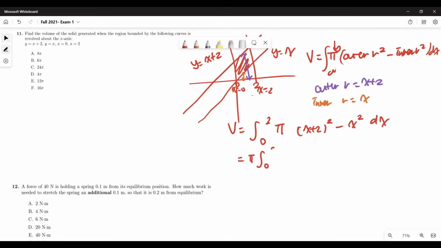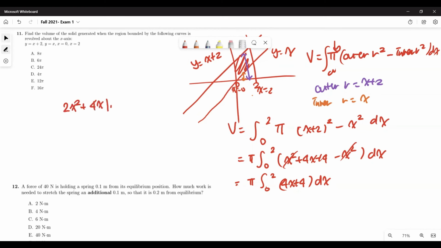You can take the pi out. Integral from 0 to 2 of x squared plus 4x plus 4 minus x squared dx. And this is just pi times the integral from 0 to 2. The x squared cancels out, 4x plus 4 dx. And then if you integrate it, it will be 2x squared plus 4x from 0 to 2, times pi. So then pi times 2 times 2 squared plus 4 times 2, which is just 16 pi. So the answer is F.